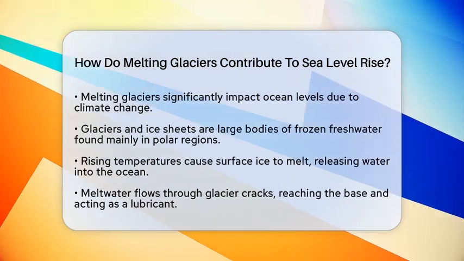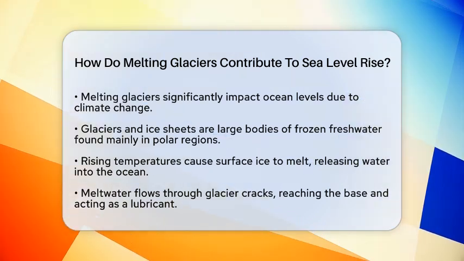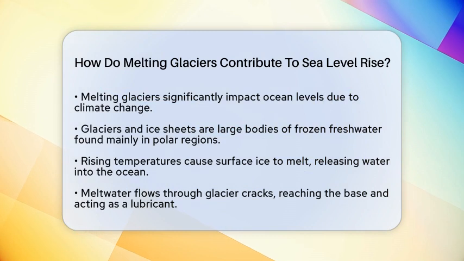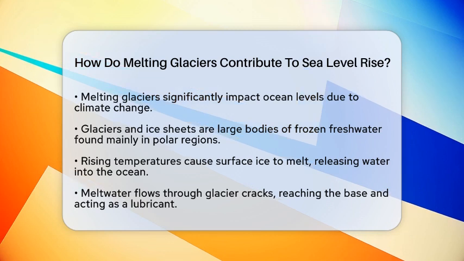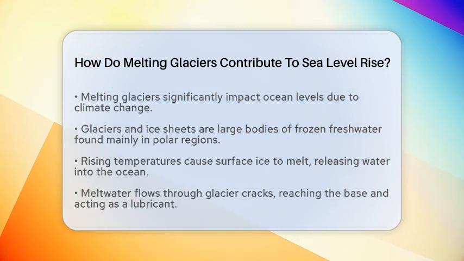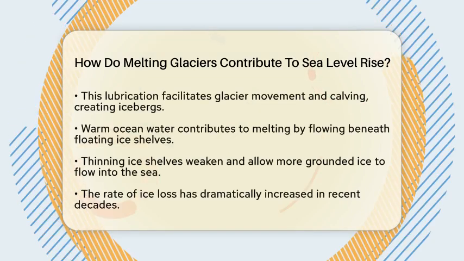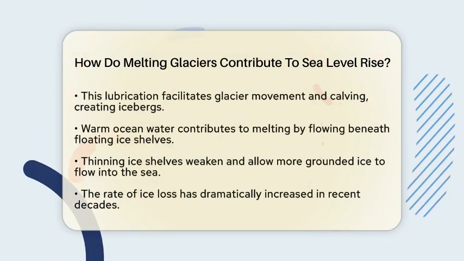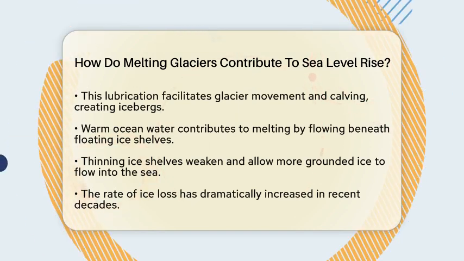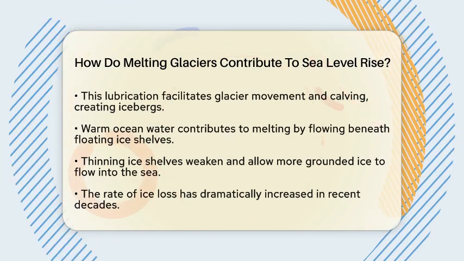Glaciers and ice sheets are massive bodies of frozen freshwater found mainly in polar regions like Greenland and Antarctica. As temperatures rise due to climate change, the surface ice begins to melt. This meltwater can flow through cracks in the glacier, reaching its base. When it gets there, it acts like a lubricant, allowing the glacier to move more easily and break off pieces into the ocean. This breaking off is known as calving, which creates icebergs that eventually melt and add to sea level rise. Warm ocean water plays a significant role in this process.